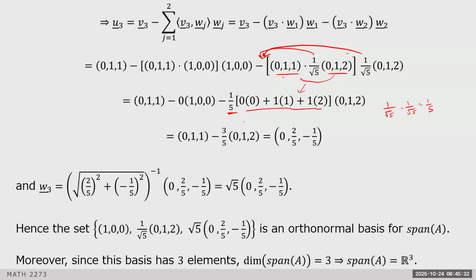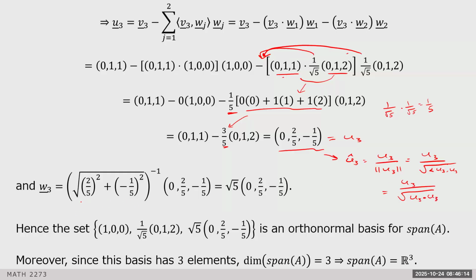And this guy is just the same vector, so this works out to be 3 over 5. And your vector, U3, works out to be this vector. And the final stage is we then need to normalize it. So we need to convert this vector into U3 hat, which is just U3 divided by its length. And the length of the vector is just the square root of the inner product of U3 with itself. Since we are in Rn, that's just U3 divided by the square root of U3 dot U3.